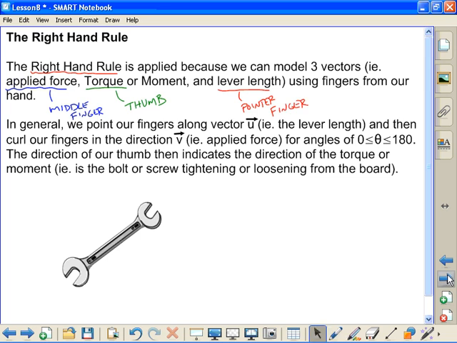And for the gearheads in here that have been in the shop, you'll know this rule as the righty-tighty, lefty-loosey rule. So in general, we point our fingers along vector u and curl our fingers in the direction v. So we're going to take our pointer finger and we point it down. So pointer finger's red. So right now, you want to point your finger with your fingernail at this end. This is the way you're going to point. And in this case, we're going to do a clockwise rotation.